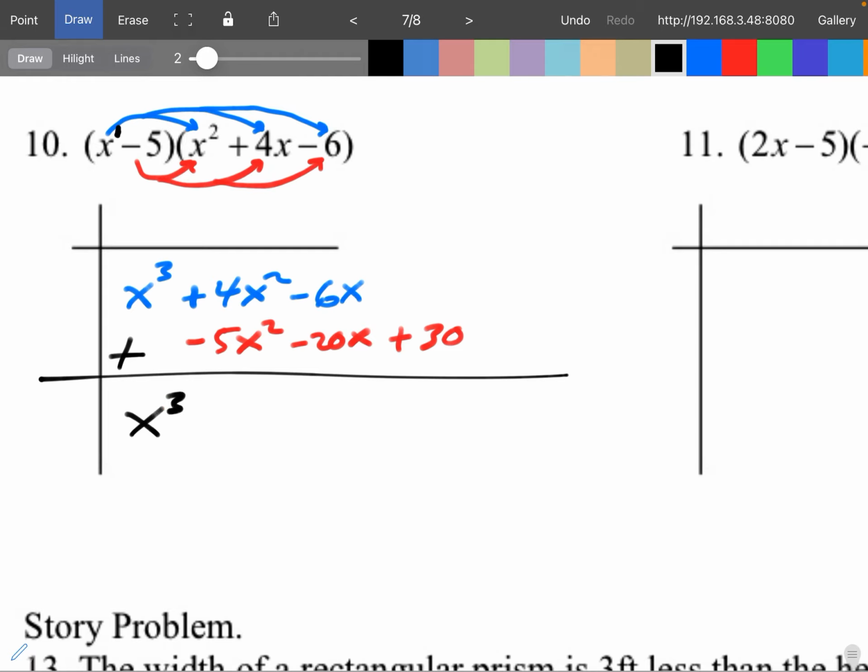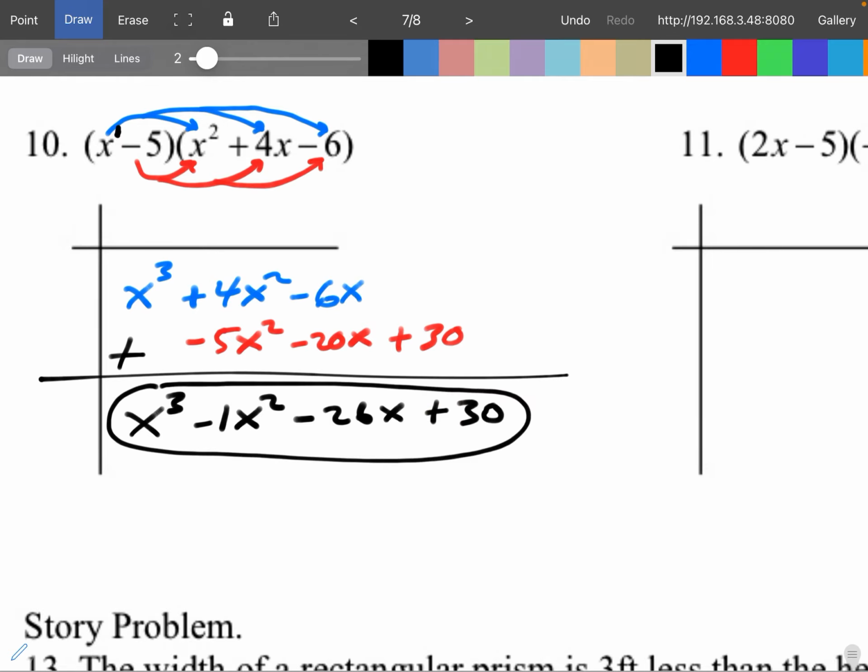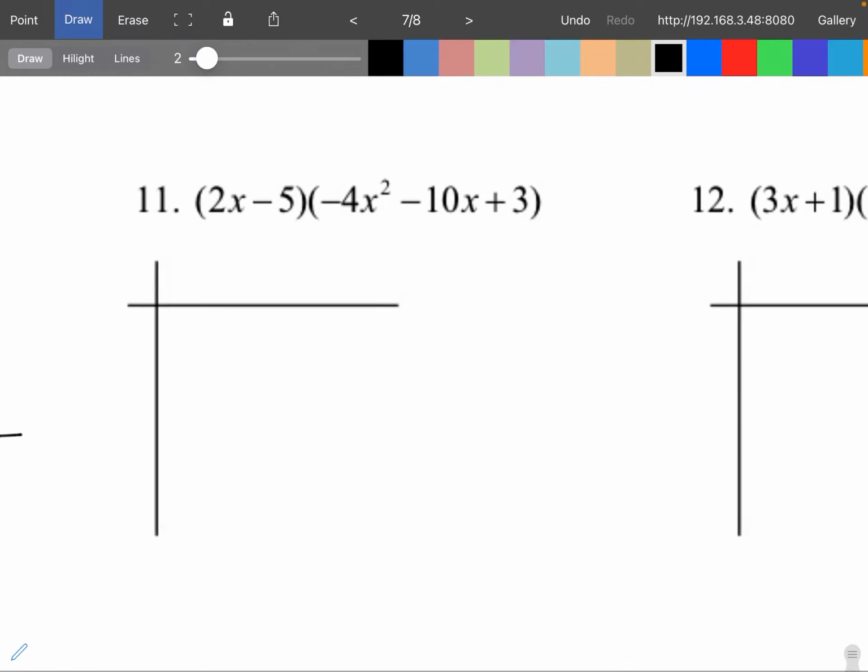What's 4 take away 5? Minus 5. Yeah, it's a -1x squared, or you can just write -x squared. Then I've got -6x's, take away 20 more x's. Positive or negative? Negative, yep, so it's a -26x. And then I bring down the plus 30. And that's it for that one.